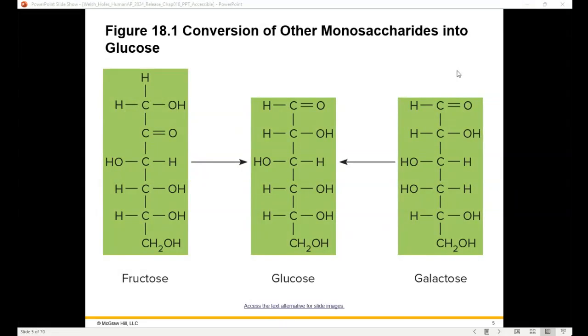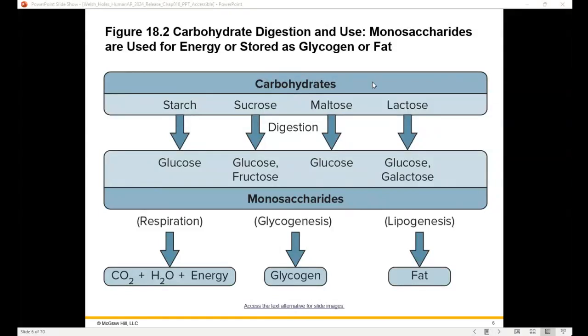Okay, this graphic shows the conversion of fructose and galactose, both ultimately to glucose. It doesn't show all the steps, but it does show the rearrangement of the molecules. Okay, figure 18.2 shows you carbohydrate digestion and use. So monosaccharides are used for energy, or they're stored as glycogen or fat, as we mentioned. And you see what each of these carbohydrates can be converted to first, which are monosaccharides, and then how we can use those monosaccharides and convert them to these other molecules, depending on why we need them or if we need them.